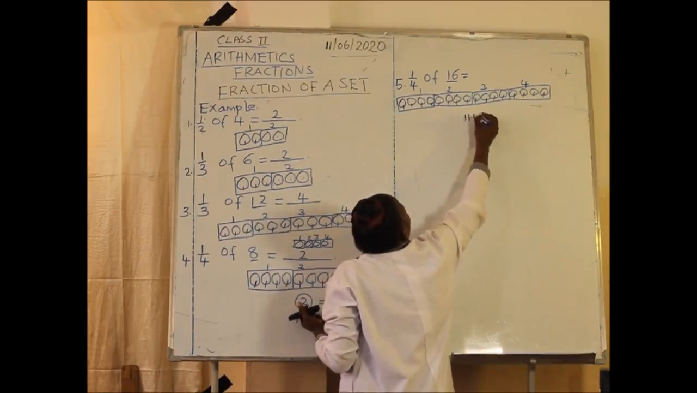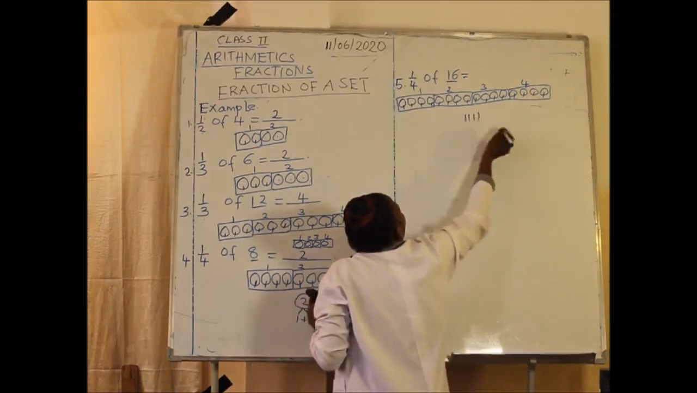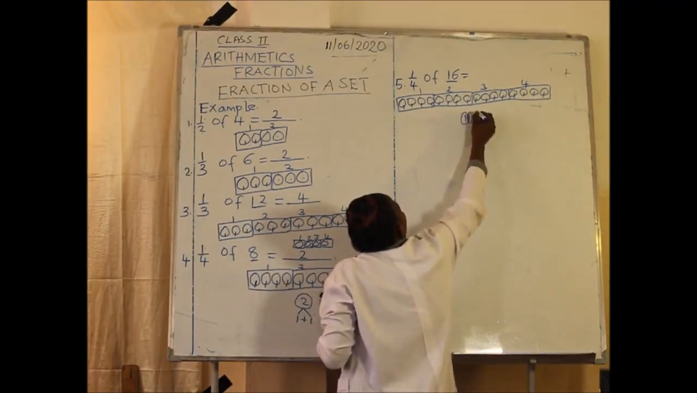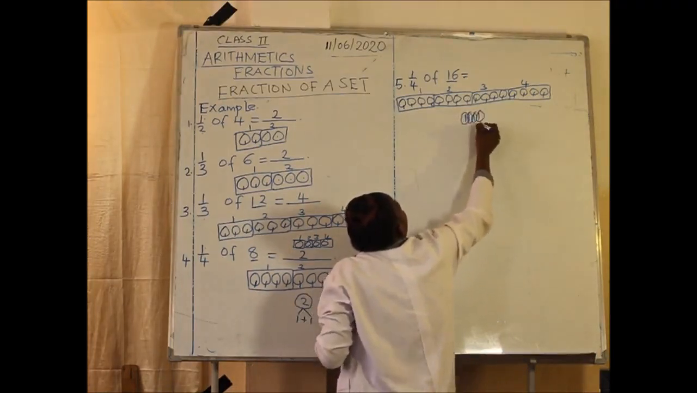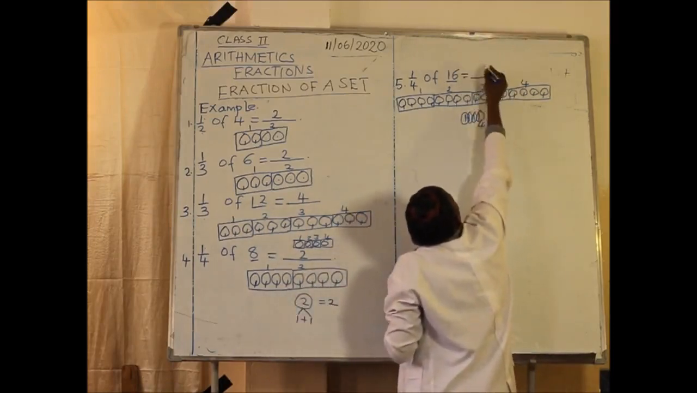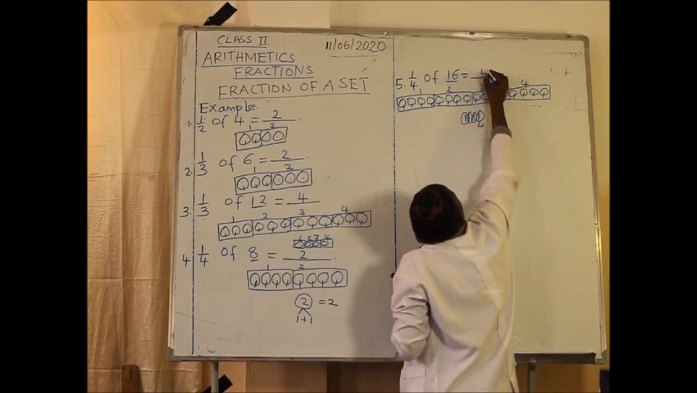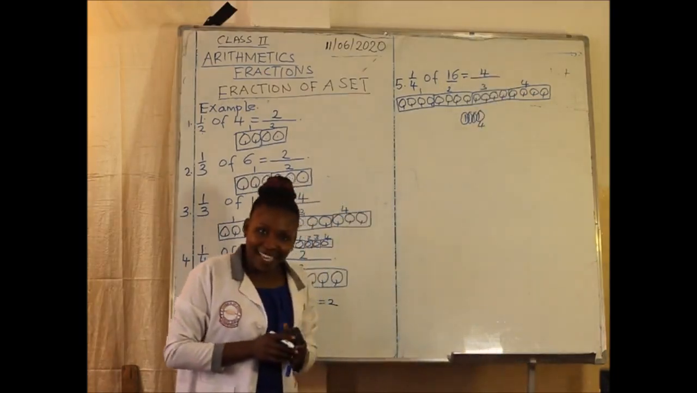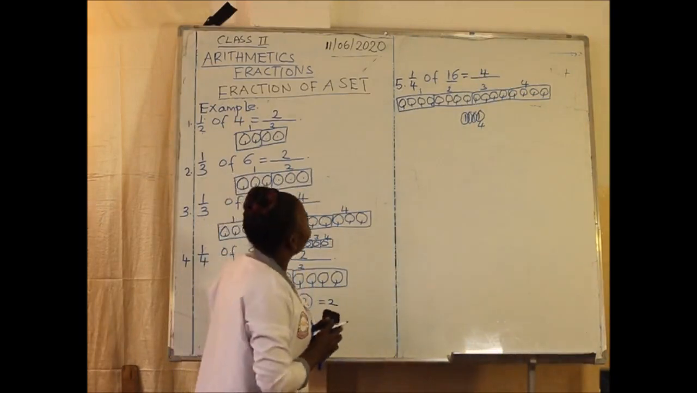1, 2, 3, 4. So how many groups of 1s do I have here? I have 1, 2, 3, 4. So the answer will be the same. That is 1 over 4 of 16 is equals to 4. Are we together? Hope so.